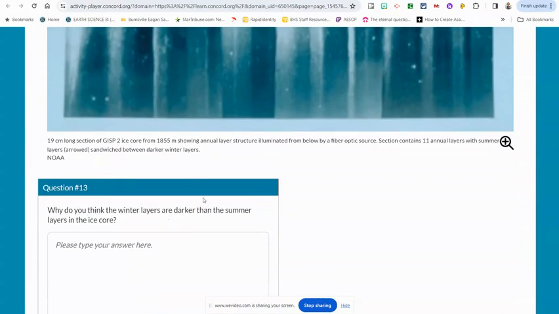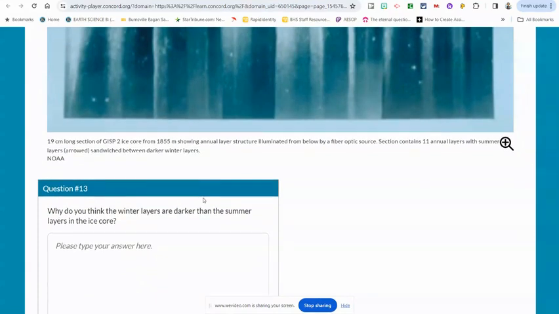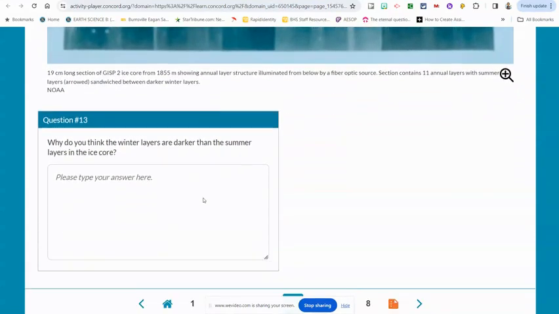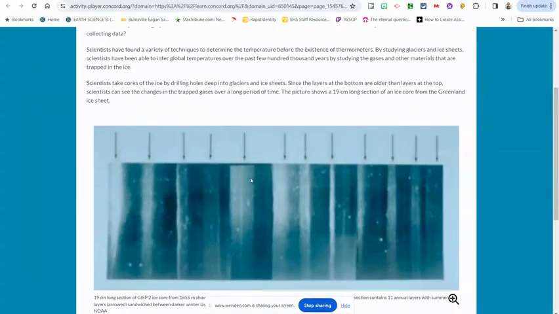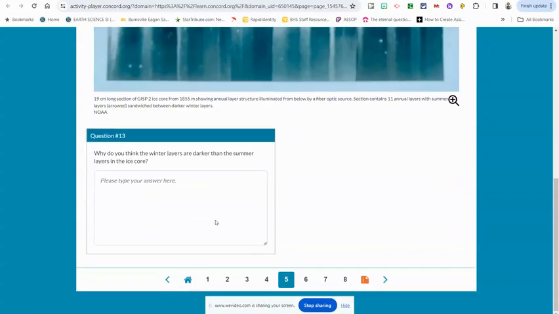Question 13 asks, why do you think the winter layers are darker than the summer layers? And so you can see a variation between winter and summer layers here. You should know that. The reason is in winter, there's stronger winds, it blows more dust, and in the winter you get more dust accumulation than in the summer months.